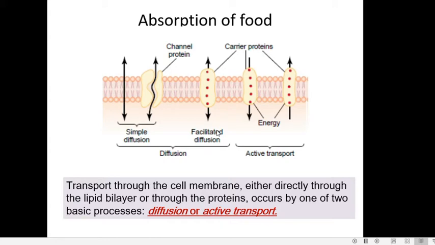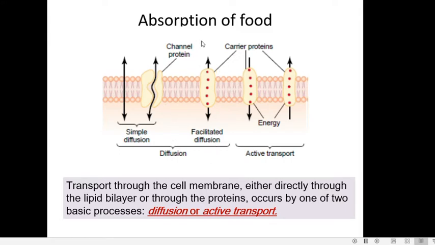And this intestinal epithelium is made up of cells. So the end products of digestion are to be transported through the cell membrane of these intestinal epithelial cells. And we know that the cell membrane is made up of a lipid bilayer in which there are proteins interspersed in between.